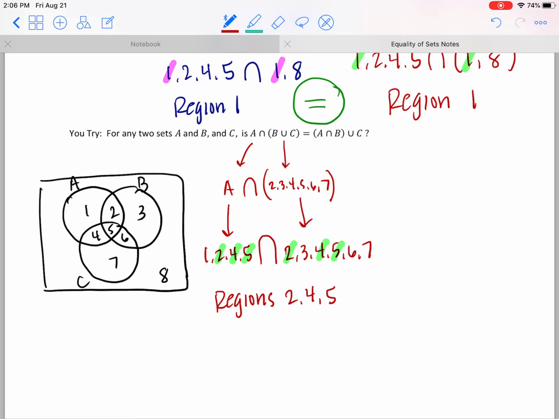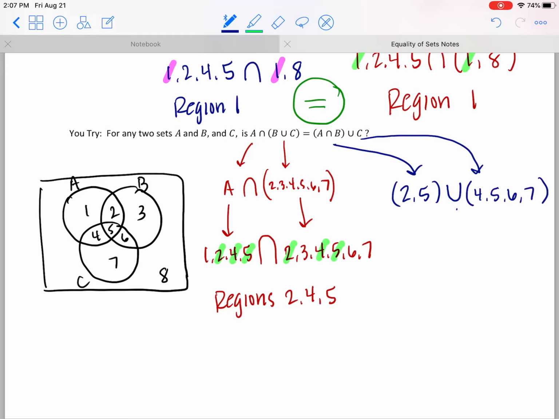Okay? Now let's take our next group here and see where we land. So in the next one, first it's the intersection of A and B inside the parentheses. A intersected with B. So A and B intersect here. That would be regions 2 and 5. So this is regions 2 and 5 in the parentheses there. Now I want to unite that with C. Now what regions does C make up? C makes up 4, 5, 6, and 7.